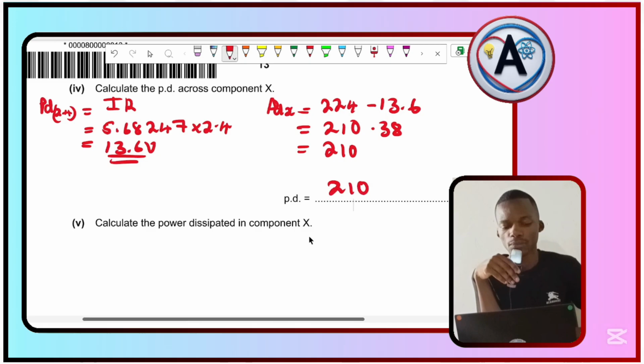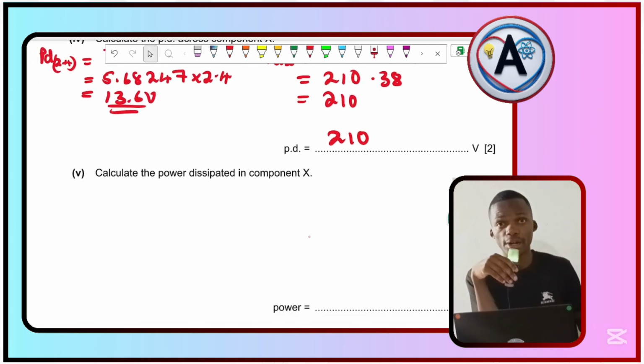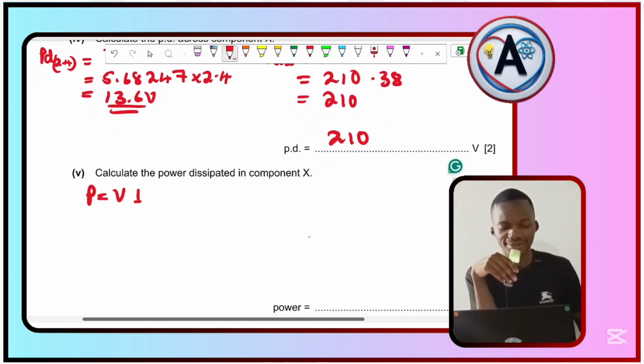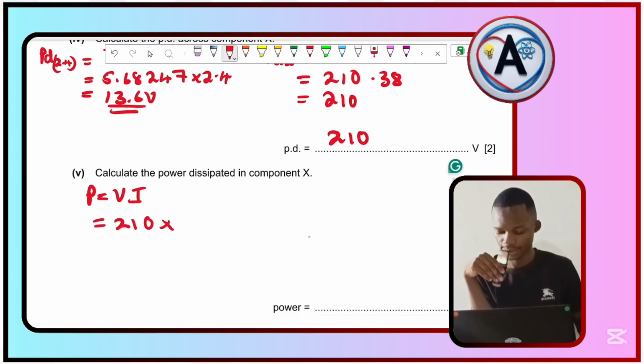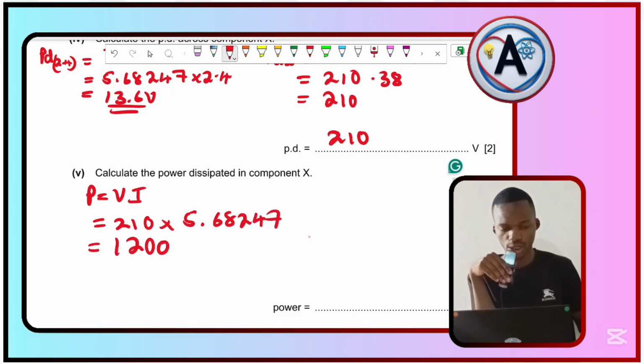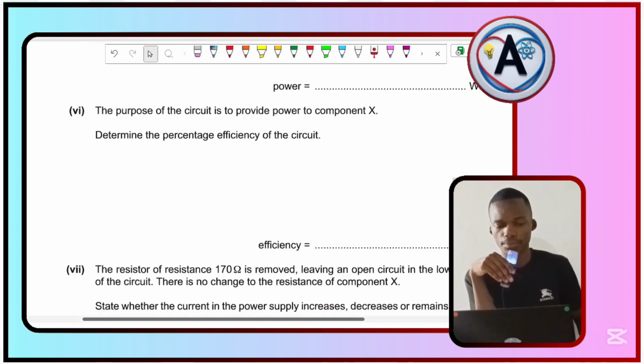Okay. Calculate the power dissipated in component X. Power is VI, V times I. So that's 210. The current across X is still that same value of I, which is 5.68247. You're going to get a power of 1,200 watts.